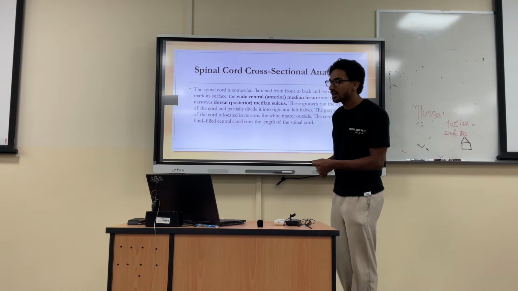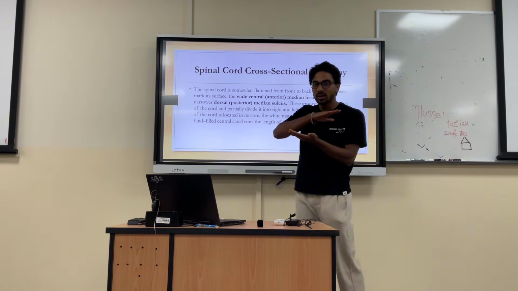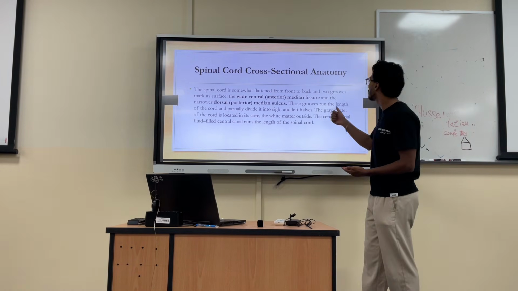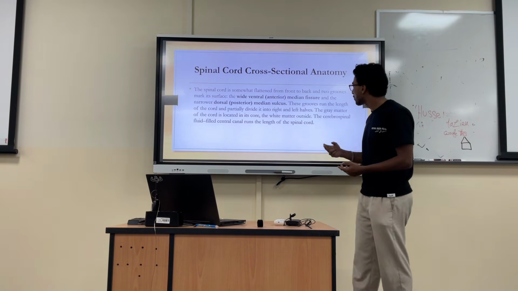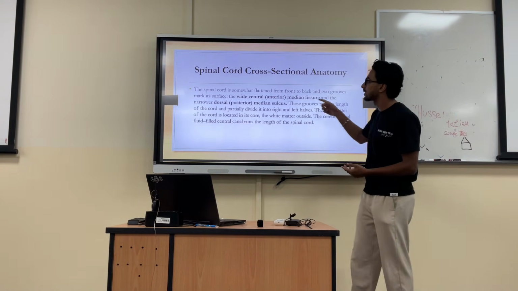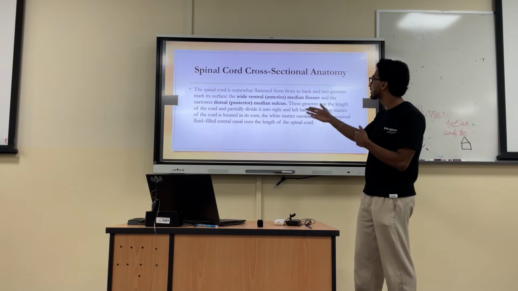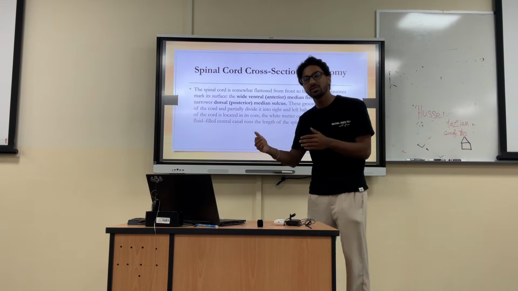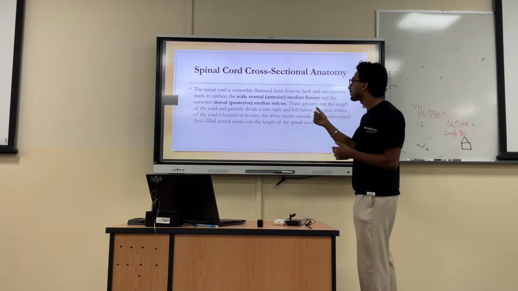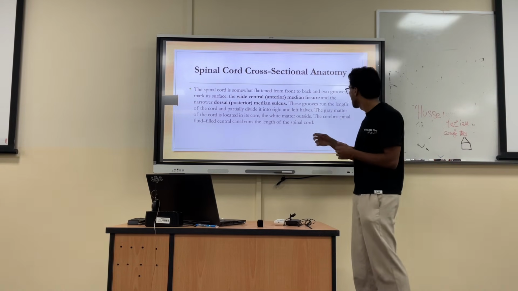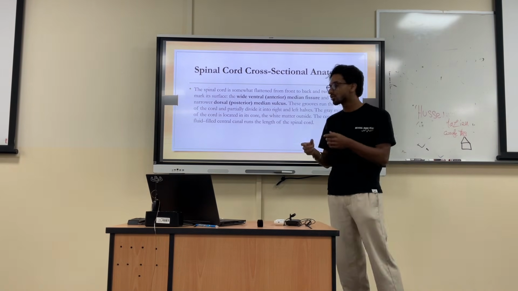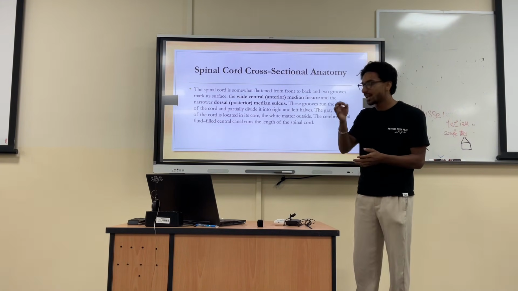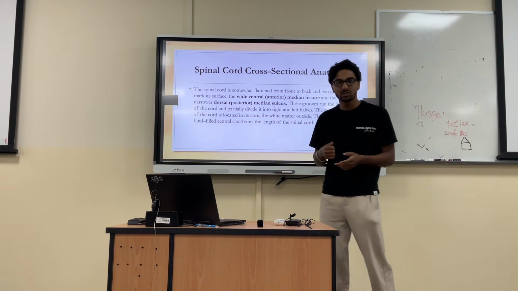Okay, now the spinal cord cross-sectional anatomy. When we cut the spinal cord like this, we'll have an anatomical view from the top. The spinal cord is somewhat flattened from front to back with two grooves. On the anterior portion, we have an anterior median fissure, and at the back side, we have a dorsal median sulcus. Again, a fissure is more of a deeper groove, a sulcus is more of a narrower groove. These grooves run the length of the cord and partially divide it into right and left halves. The grey matter of the cord is located in its core, the white matter outside, and the cerebrospinal fluid filled central canal runs the entire length of the spinal cord.